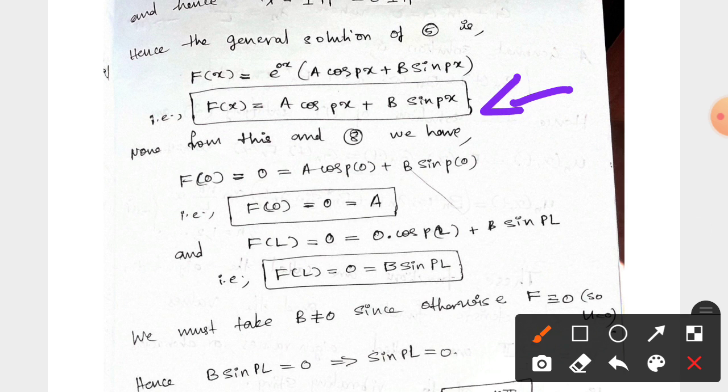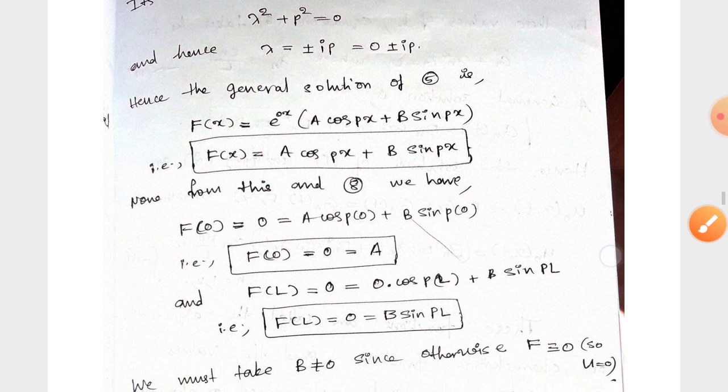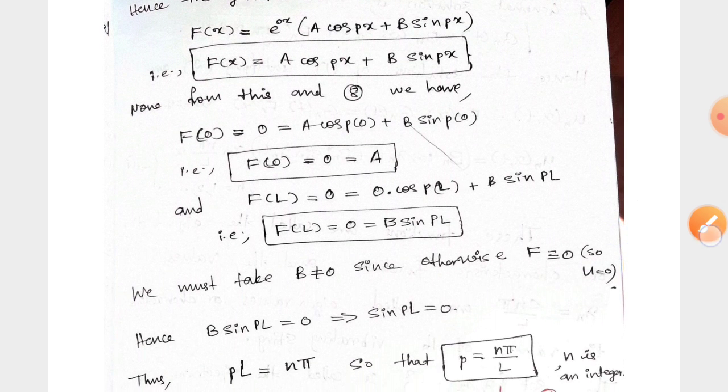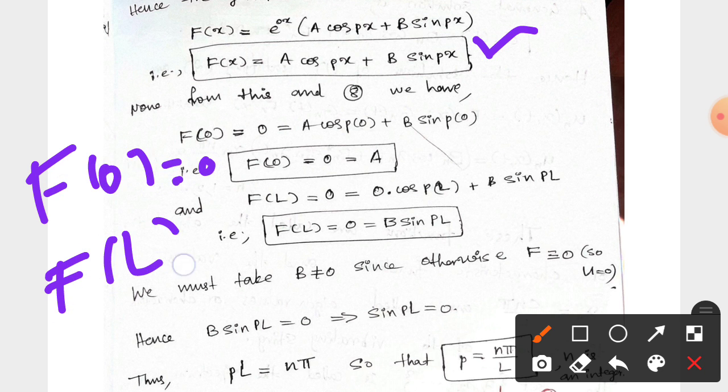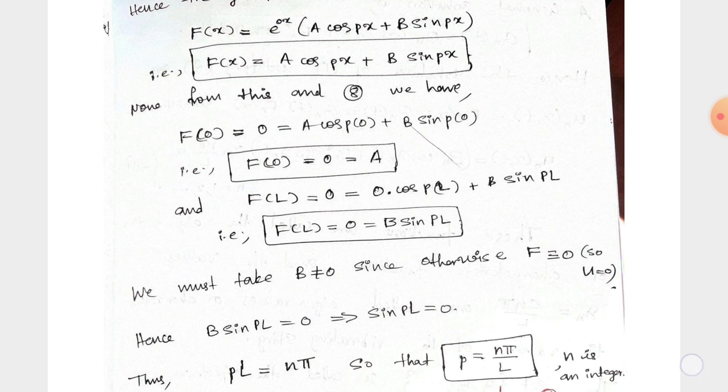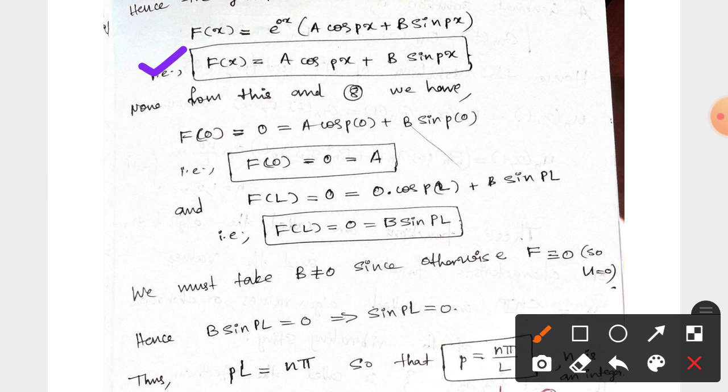Then what we have to do? We have to find the solution of the equation number 5 such that it should satisfy the boundary condition, isn't it? So equation number 8 gives the boundary condition, so this equation should satisfy equation number 8. So we have two boundary conditions. One is f of 0 is equal to 0 and another one is f of l is equal to 0.